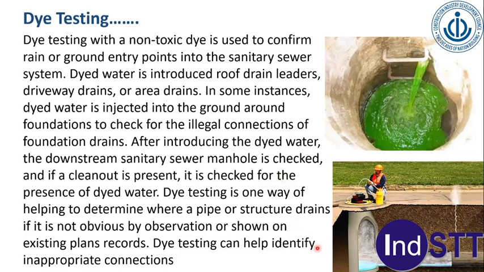Dye testing is one way of helping to determine whether a pipe or a structure drained, if it is not obvious by observation or shown on existing plan records. Dye testing can help identify inappropriate connections also.